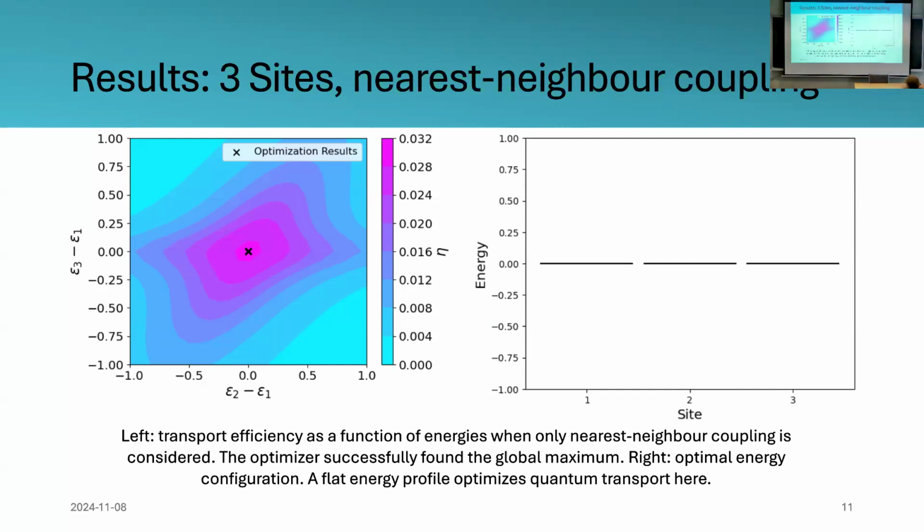So the simplest case I can show you right now is just a 3-site system with nearest neighbor coupling, but not next nearest neighbor. So sites 1 and 2 are coupled, sites 2 and 3 are coupled. And the optimal solution in that case is just a flat profile. And I looked into these numbers, and they are all like 10 to the minus 5, 10 to the minus 6, which would be roughly within the floating point error tolerance of my simulations. So they are essentially 0 here.